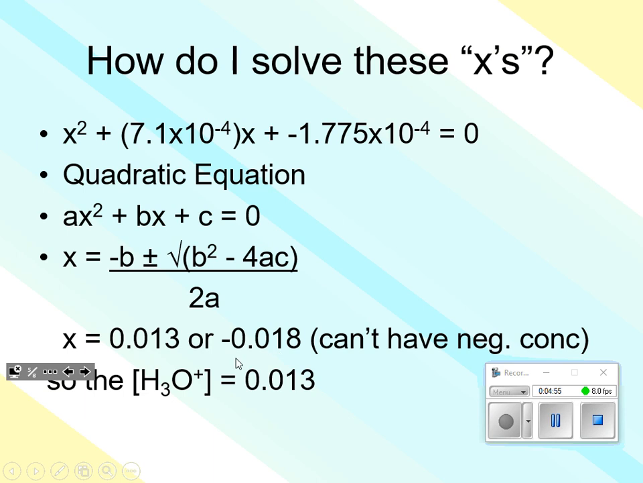Notice that one of my answers in this case is a negative value. And if I plug that in, I'd have a negative concentration of fluoride and hydronium ion. And you can't have a negative concentration, so 0.013 must be the correct answer.